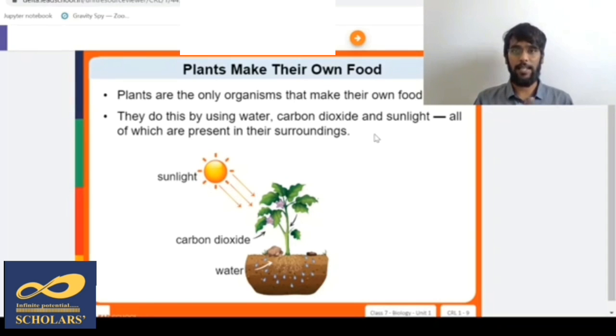They use all these elements. What are the elements? One is water, second is carbon dioxide in the air, and then sunlight. The plants use these elements in their surroundings and prepare their own food. See, water from the soil, carbon dioxide from the air, and sunlight.